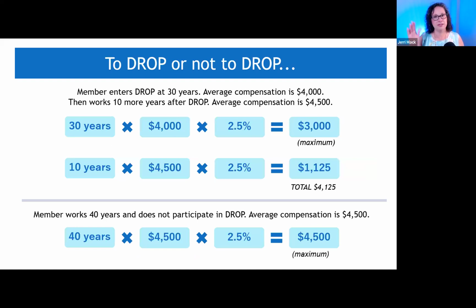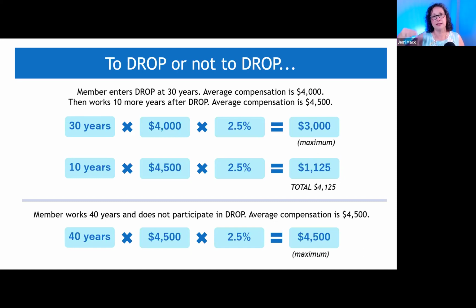Here is a little bit, this is for you English teachers out there, to DROP or not to DROP. It's a little Shakespeare. Let's say this member enters DROP at 30 years. Their average compensation is $4,000. So remember, that is one of our calculating factors. So we take our years times our highest average, which is our 3 or 5 year average. For many of you, it's 3, times our benefit factor. In this case, it's 2.5%. Those 3 numbers multiplied together is $3,000 a month. So this person, while they participated in DROP, if they chose the maximum option, let's say, every month, $3,000 went into their account.